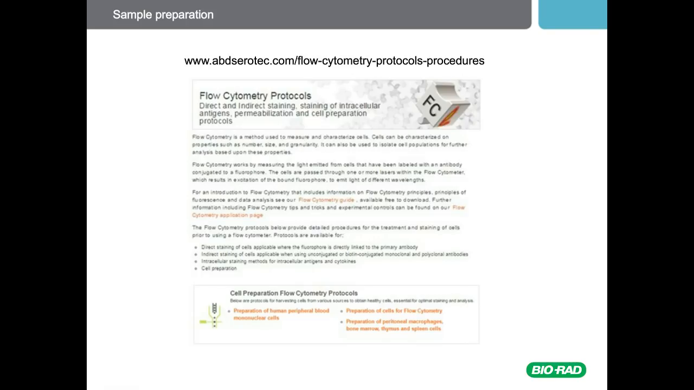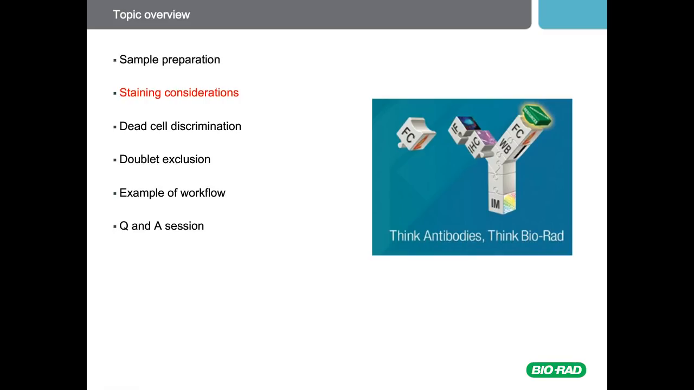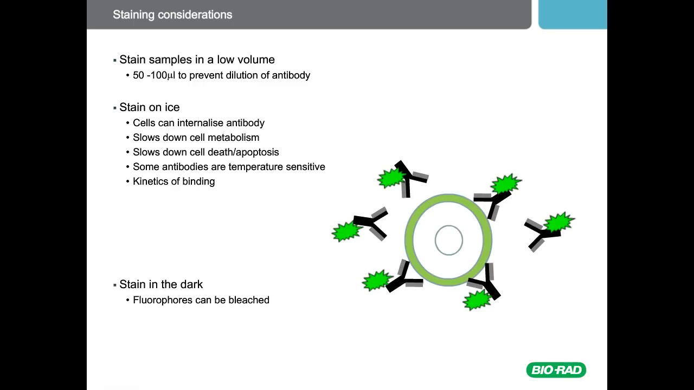So the next thing I want to discuss is some basic staining considerations when using antibodies to identify surface, intracellular and nuclear epitopes. There are some basic considerations for all staining. Firstly, stain your sample in a small volume to avoid excessive dilution of your antibody. A good place to start would be to stain 1 million cells in a volume of 100 microliters, although you need to optimize this for your own particular cell type.